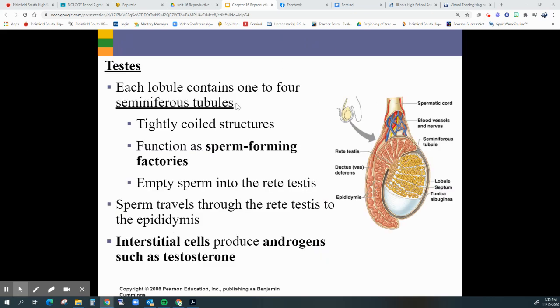All right, so each testis is broken up into what are called seminiferous tubules. These little tubules are actually the sperm forming factories. That's where the sperm actually starts to divide through meiosis. And then they empty into the rete testis, which then carries into the spermatic cord, which then leaves the testes. Interstitial cells that make up the testes themselves are the ones responsible for producing the testosterone, or the hormones that are produced by the testes.